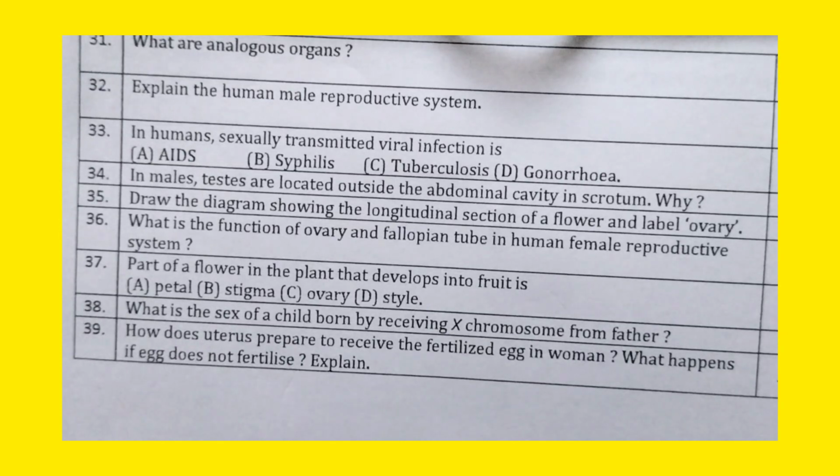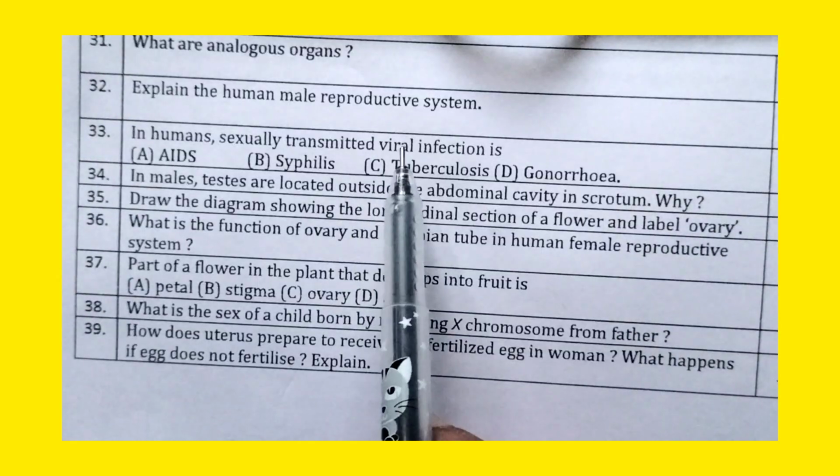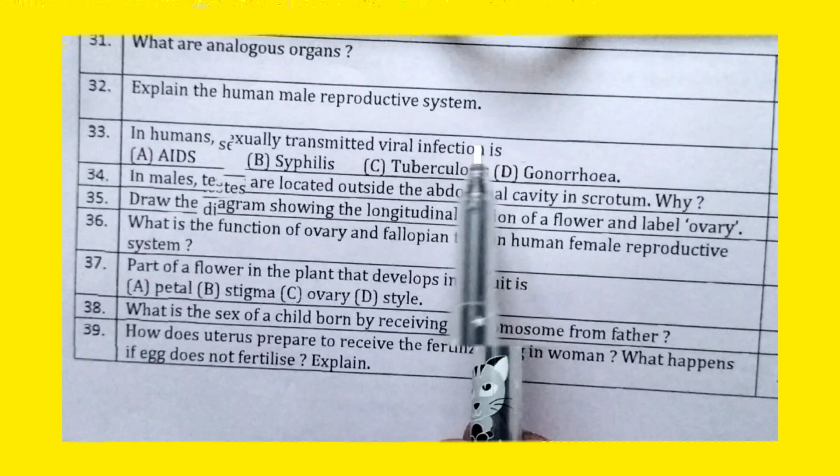Now let us move to the 33rd question, which asks about a sexually transmitted viral infection in humans. For a viral infection, you have to write AIDS. AIDS is a viral infection disease. So for the 33rd question the right answer is option A, that is AIDS. Now let us move to the 34th question.